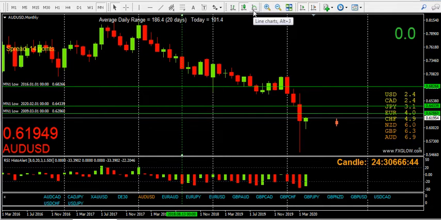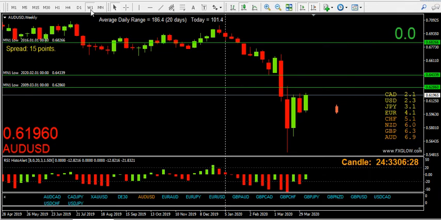What else is this telling us? Well, we're turning green on the monthly RSI histo alert. So have a look at the weekly. We're trying to break through a previous weekly high the previous week.